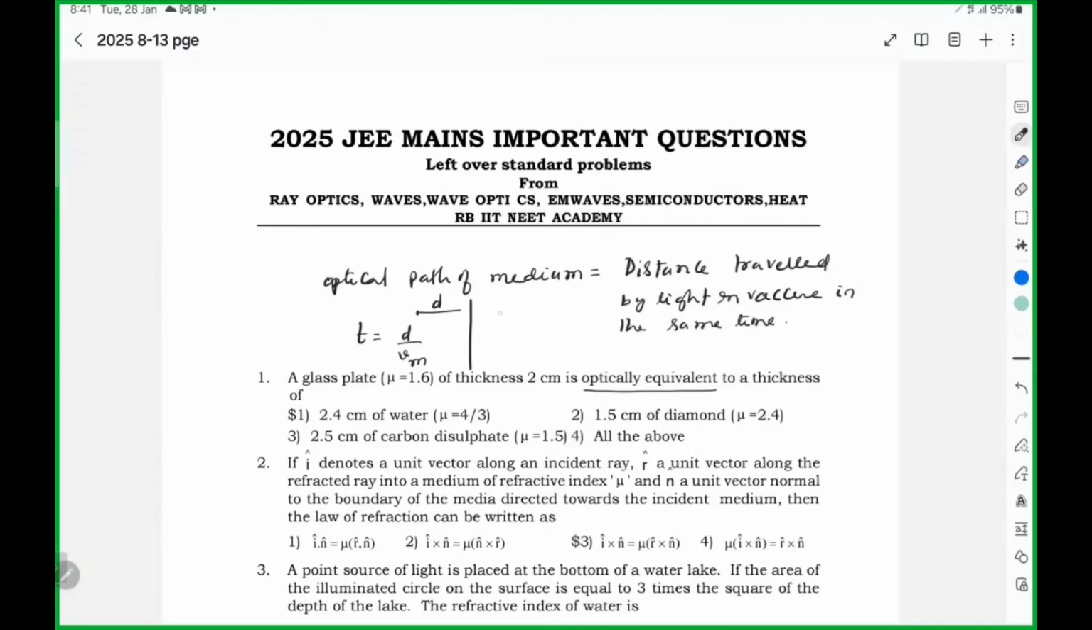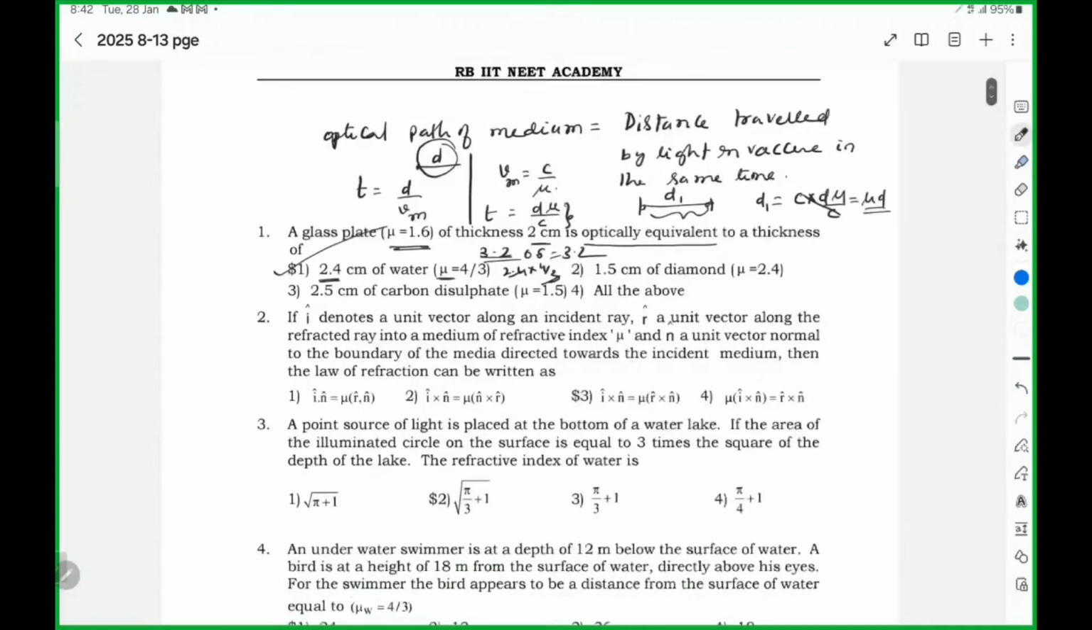So here the velocity of light in the medium is nothing but c by the refractive index of the medium. Time will be d mu by c. And in this time in vacuum, how much distance does it travel, d1, which is optically equivalent to traveling distance d in the medium. That is c into d mu by c. So optical equivalence is mu d. Here 1.6 into 3.2, which is the same as 2.4 into 4 by 3, 3 point. So the first option is correct.